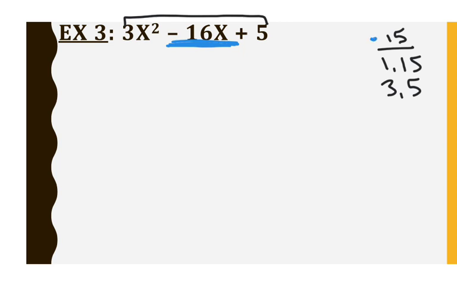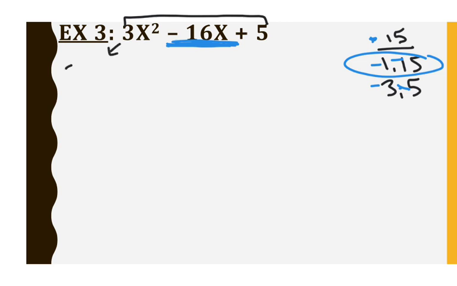So our product is positive, but our middle one's negative, which means both of our terms need to be negative. So now which one of these pairs will add together to give us negative 16? That's negative 1 plus negative 15. And then our product is still a positive 15. So we're going to fill in.